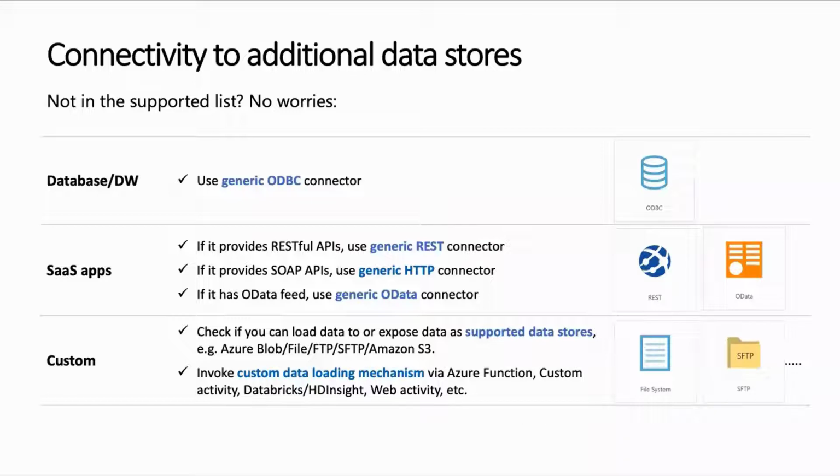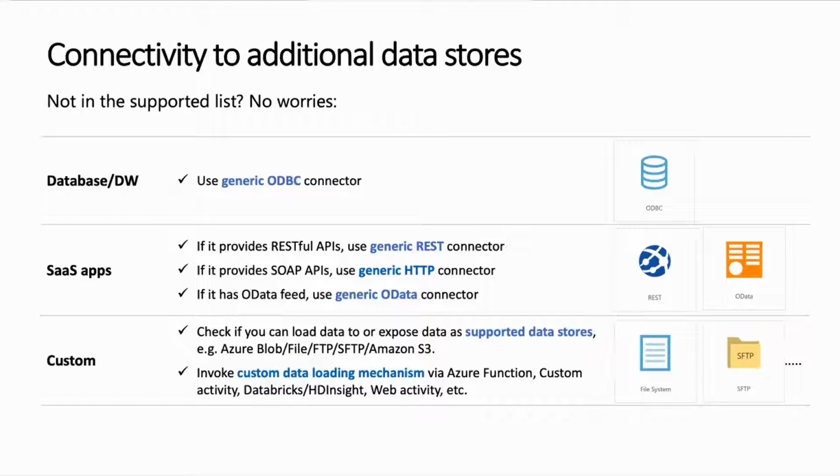That's one way. The other one is for SaaS applications. They typically have very well documented RESTful APIs, and you can use generic REST connectors to access those data stores. There are SOAP APIs as well, so you can use generic HTTP connectors. All these are native connectors in ADF. The generic ODBC can be used for extensibility for databases and data warehouses. Then you have the REST API connector, HTTP connector, and generic OData connector to get data from an OData feed. That's how you extend to any SaaS apps which are not even in that list of 100 connectors. That's how extensible this framework is.